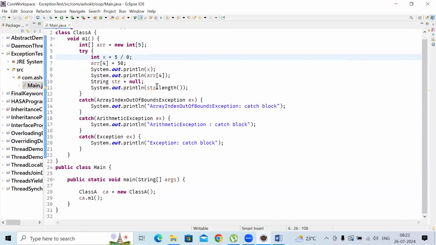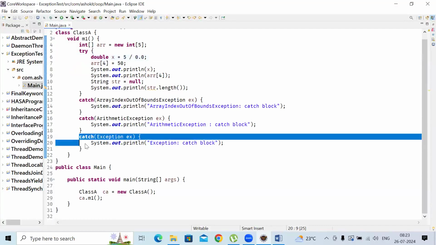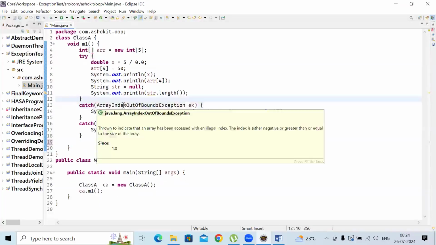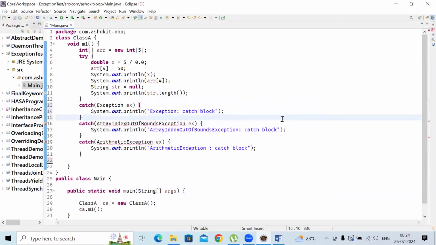My next question to you. Okay, I'm changing back to the previous code. Double x is equal to 5 divided by 0.0. Suppose I'm writing this catch, Control X, cut, Control V, paste. I'm writing this at the top now. Then you see, I got error at line number 16 and line 19.